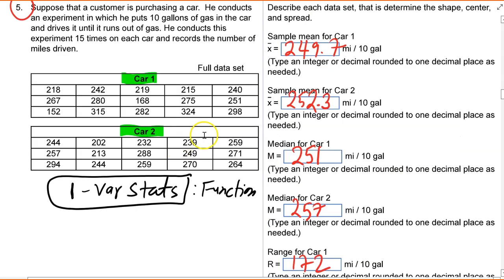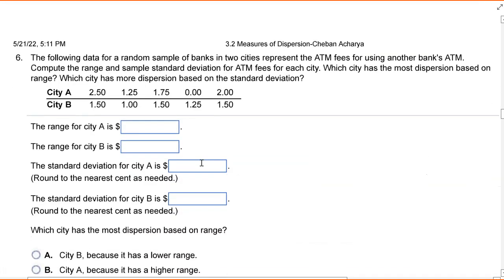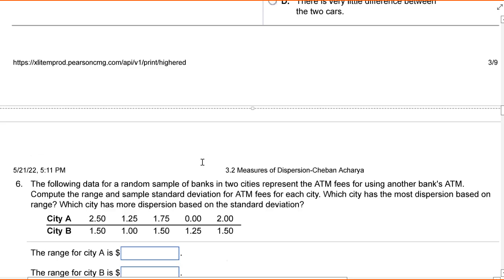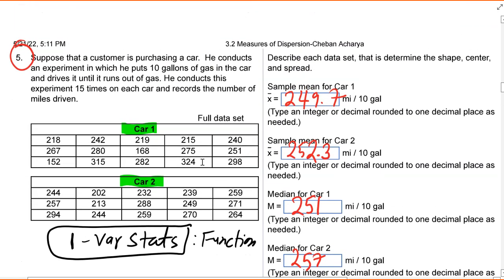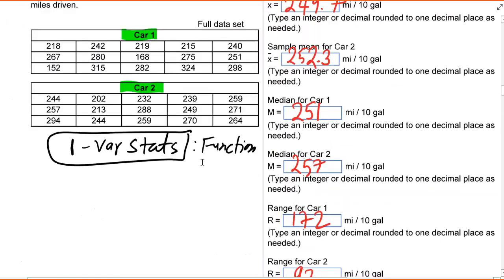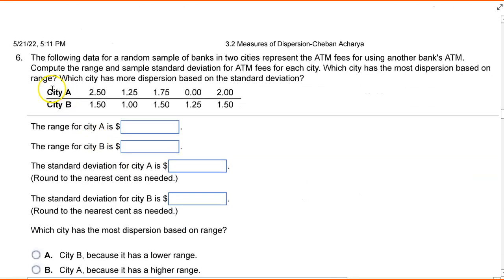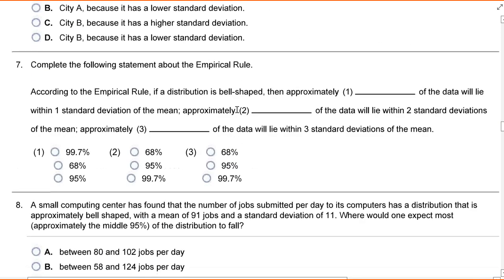Okay. Question number 6 is similar to question number 5. In question number 5 you did car 1 and car 2. In question number 6 you do city 1 and city 2, city A and city B. This is similar, therefore you can finish it yourself. Alright, question number 7.